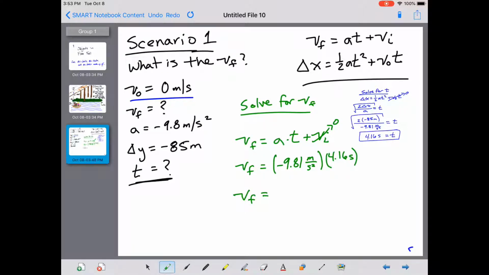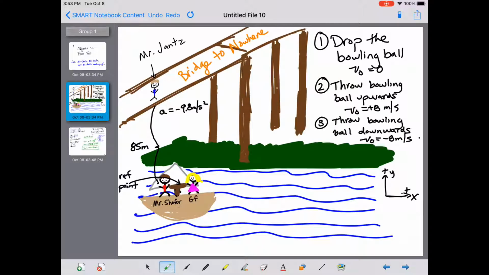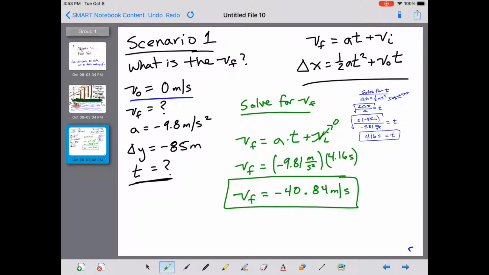Now, when you do this calculation, use the full number for time that you got when you calculated it. So make sure you save that on your calculator, have that whole number there so that you don't round, all right? Now, when we do this, we end up getting that the final velocity is negative 40.84 meters per second. So scenario 1 gives me an impact velocity of negative 40.84 meters per second. That's pretty good.